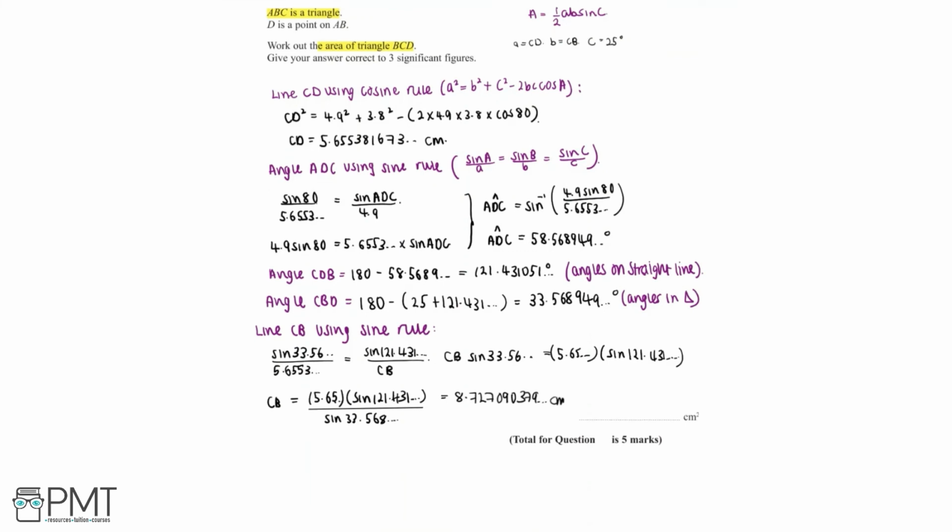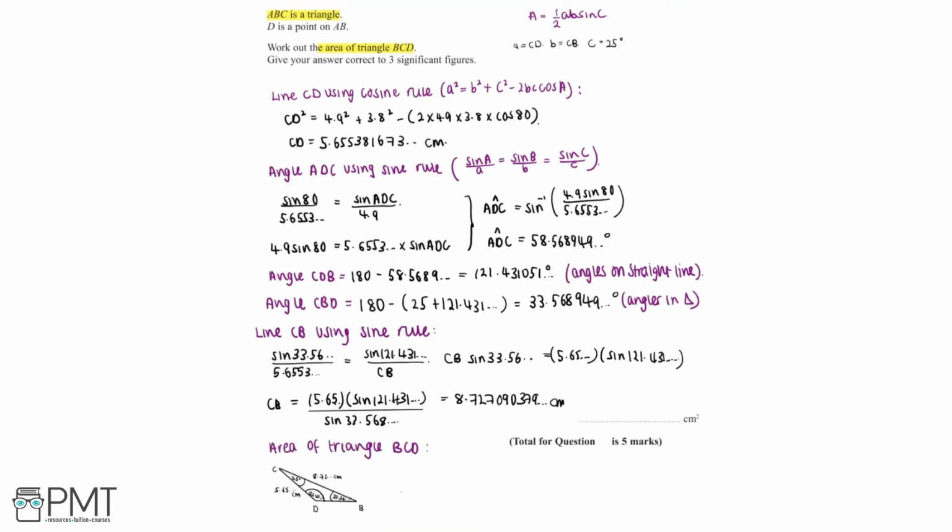centimeters. And finally, we can find the area of triangle BCD using the formula A equals half AB sine C. And so we can say that the area of triangle BCD is equal to 1/2 multiplied by 5.655 multiplied by 8.727 multiplied by sine 25, which is equal to 10.42916786 centimeters squared, which is equal to 10.4 centimeters squared to 3 significant figures, which we can write in the answer box above.